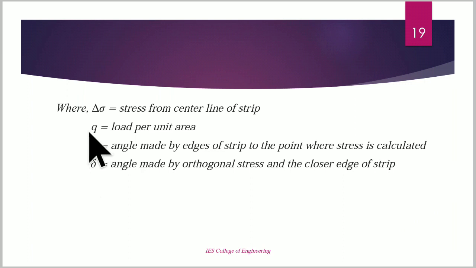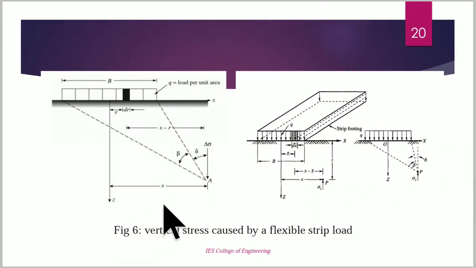where delta sigma is the stress from the center line of the strip, q is the load per unit area, beta is the angle made by edges of the strip to the point where stress is calculated, and delta is the angle made by orthogonal stresses and the closer edge of the strip. From this figure the corresponding beta and delta values can be observed, which we have discussed in an earlier slide.